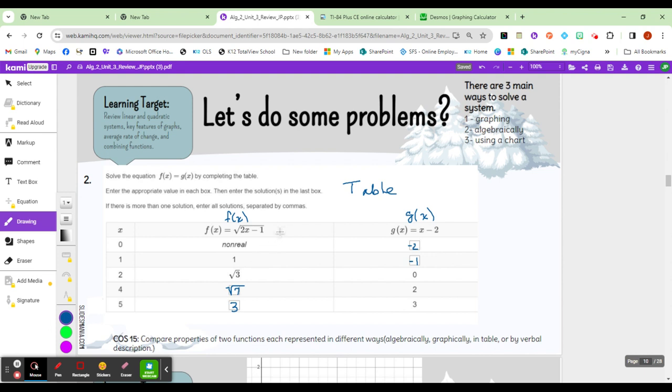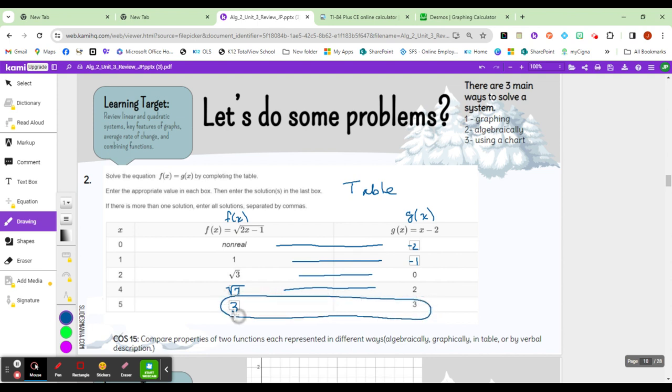So what we're looking for is when these two f of x and g of x values are the same. Not the same, not the same, not the same, not the same, and then here they are, they're the same. So that means when x is 5, I have a point on f of x, which is at (5, 3), and we also have a point on g of x, that's (5, 3), so that's a point of intersection. So let's read what it says here.